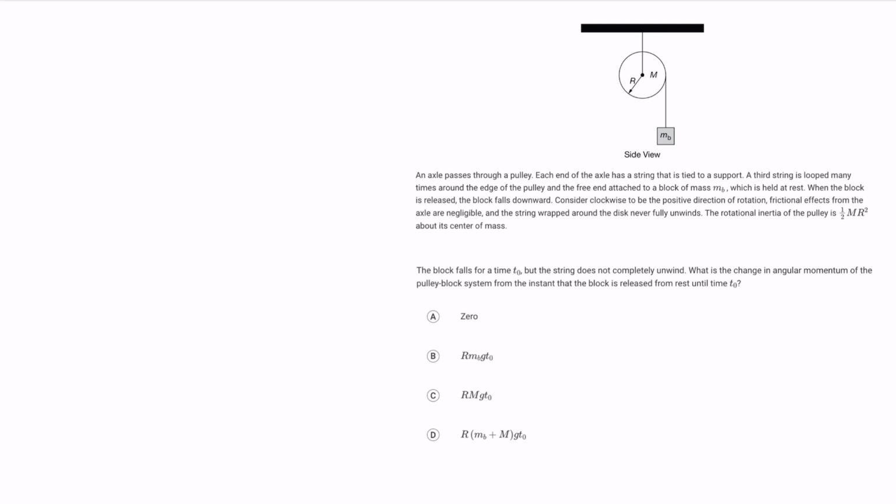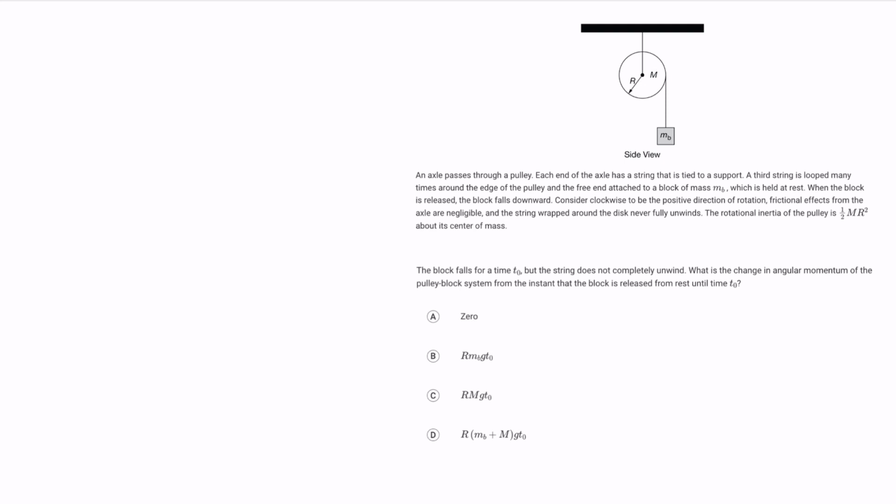In this problem, we have an axle that passes through a pulley. Each end of the axle has a string that is tied to a support. You've probably seen this figure in the previous problem set if you've gone through that one. A third string is looped many times around the edge of the pulley, and the free end is attached to a block of mass m sub b. The block is held at rest initially, but when the block is released, the block falls downward, clearly under the force due to gravity. Consider the clockwise to be the positive direction of rotation, because that's the direction that this wheel is going to spin after that mass sub b is let go.